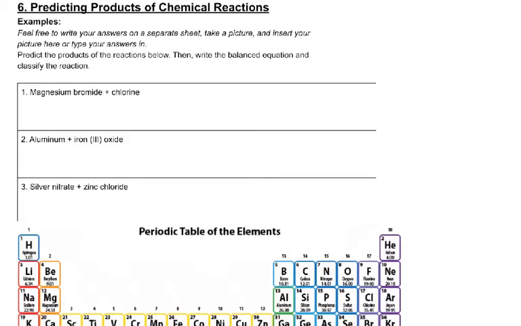All right, so in predicting products, it's important that you are identifying what you're given. So here, magnesium bromide, when it's two words, you're pretty much guaranteed that it's a compound. And then chlorine, when it's one word, you're pretty much guaranteed it's an element.